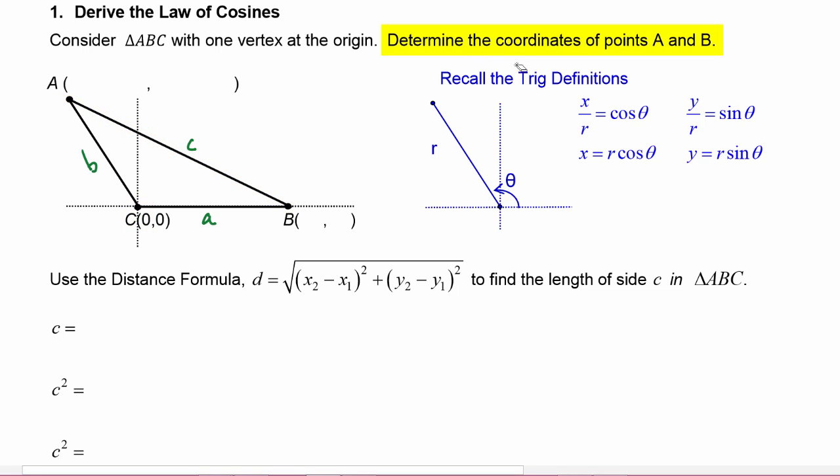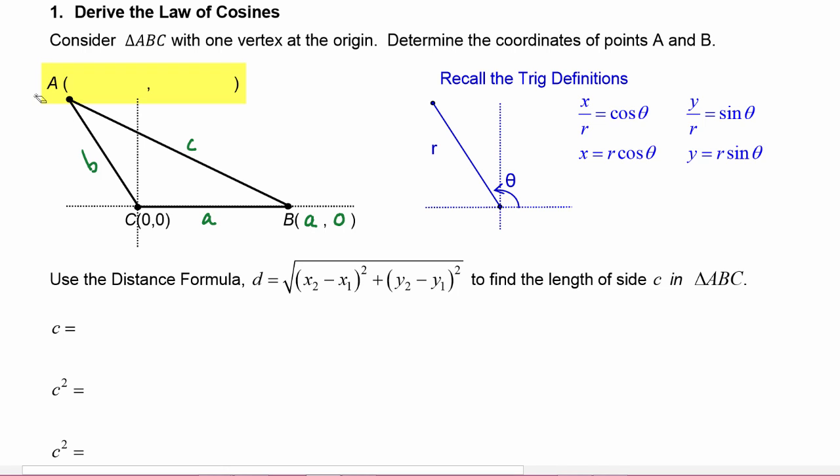Next, we will determine the coordinates of points A and B. B is pretty easy to find. Since it's on the x-axis, its y-coordinate has to be 0. And since the length of this side of the triangle is a, the x value here would have to be a.